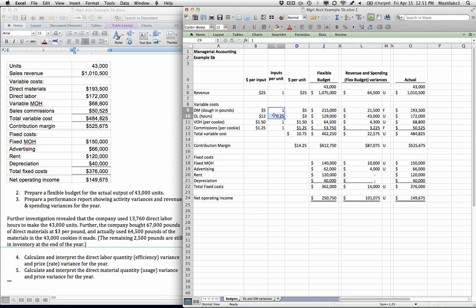Often it's the case that different people are in charge of these things. For example, if we think about direct materials, often there's somebody like a purchasing or a sourcing manager whose job is to get a good price on the direct materials. And that person is different from the production manager whose job it is to use those direct materials efficiently.